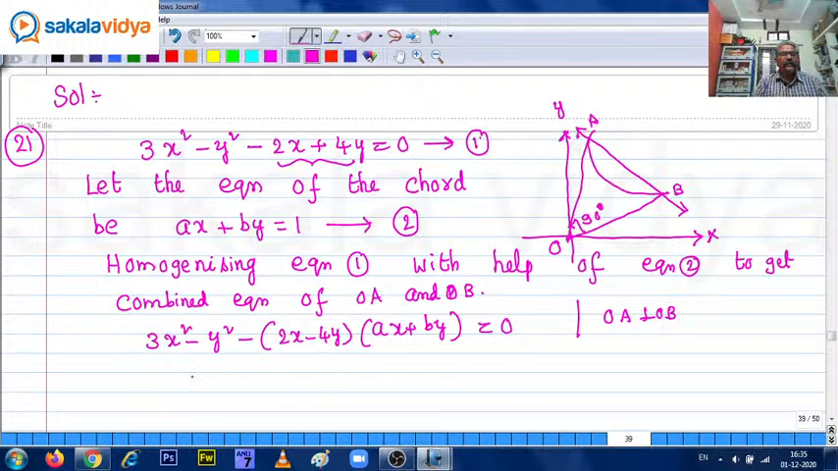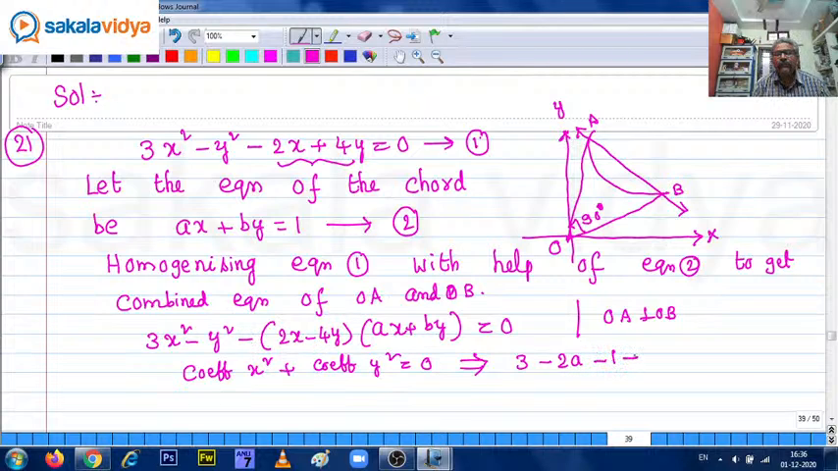That means coefficient of x square plus coefficient of y square should be equal to 0. So now the coefficient of x square: 3 here minus 2a. Coefficient of y square: minus 1. Next minus into minus plus 4b equal to 0. So now you get minus 2a plus 4b, 3 minus 1 is 2, minus 2. Divide by minus 2. So we get a minus 2b equals to 1. Say this is equation 3.